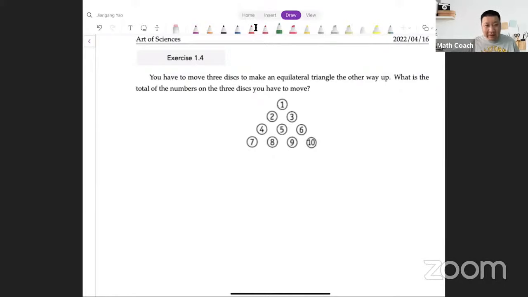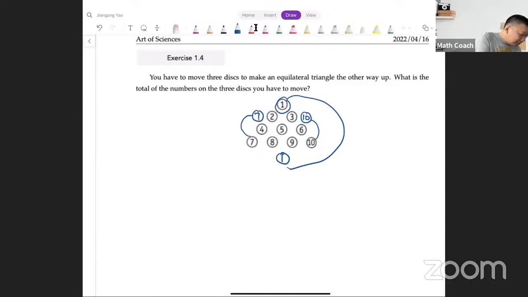Yes. And the tricky idea is we move that way. So we move 7 to here. We move 10 to here. It's actually the 3 corners. And then we move the 1 down. And then that becomes an inverted equilateral triangle, right? Okay. So now it's 2 to 2. And nice, I can use up all the 5 questions.